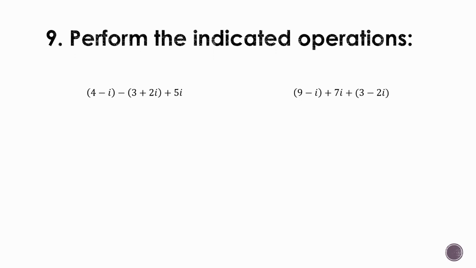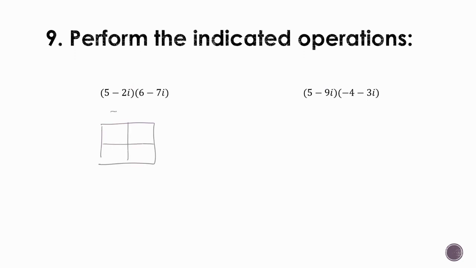All right, when we're dealing with i's, we're just combining like terms. So I'm going to put all the i's together and I'm going to put all the not i's together. So negative i minus 2i plus 5i is negative 3i plus 5i is 2i. And then 4 minus 3 is 1. Okay. Over here, 9 plus 3 is 12. Negative i plus 7i is 6i minus 2i is 4i. There we go. You're just combining like terms. Just pay attention to the signs. Those should be pretty easy, hopefully.